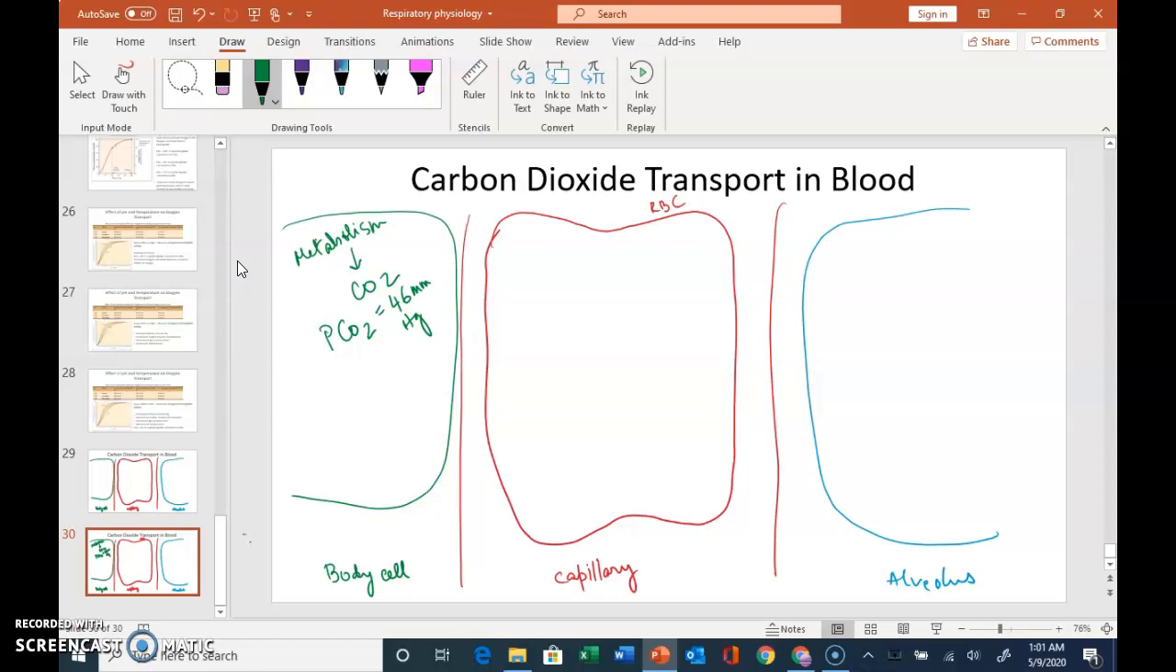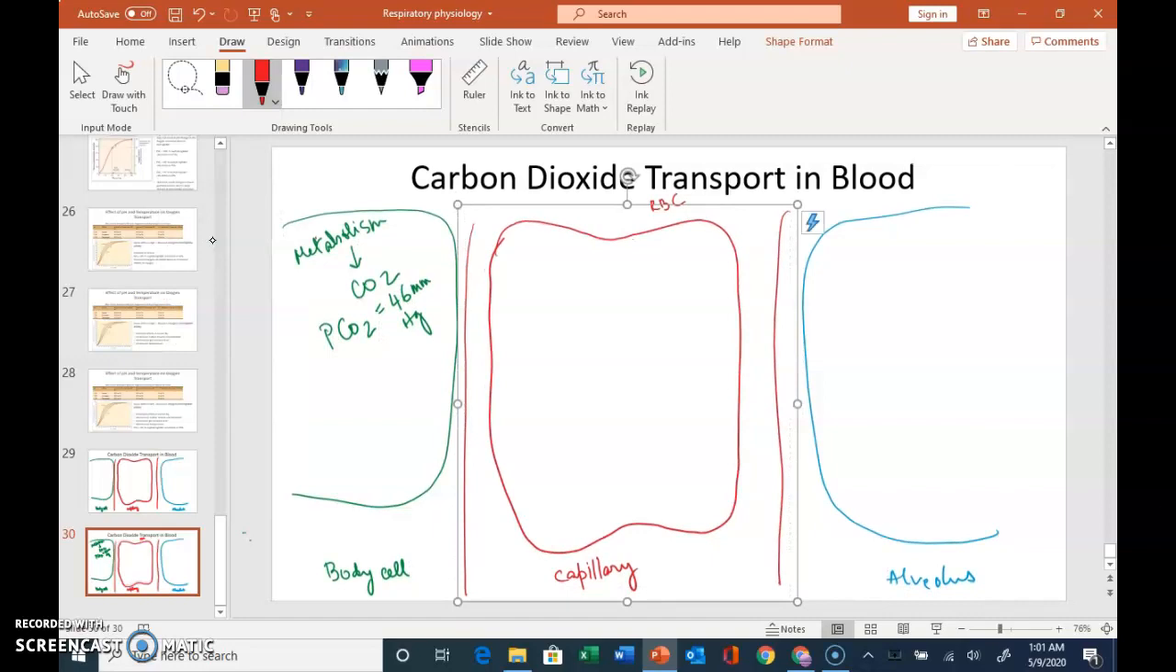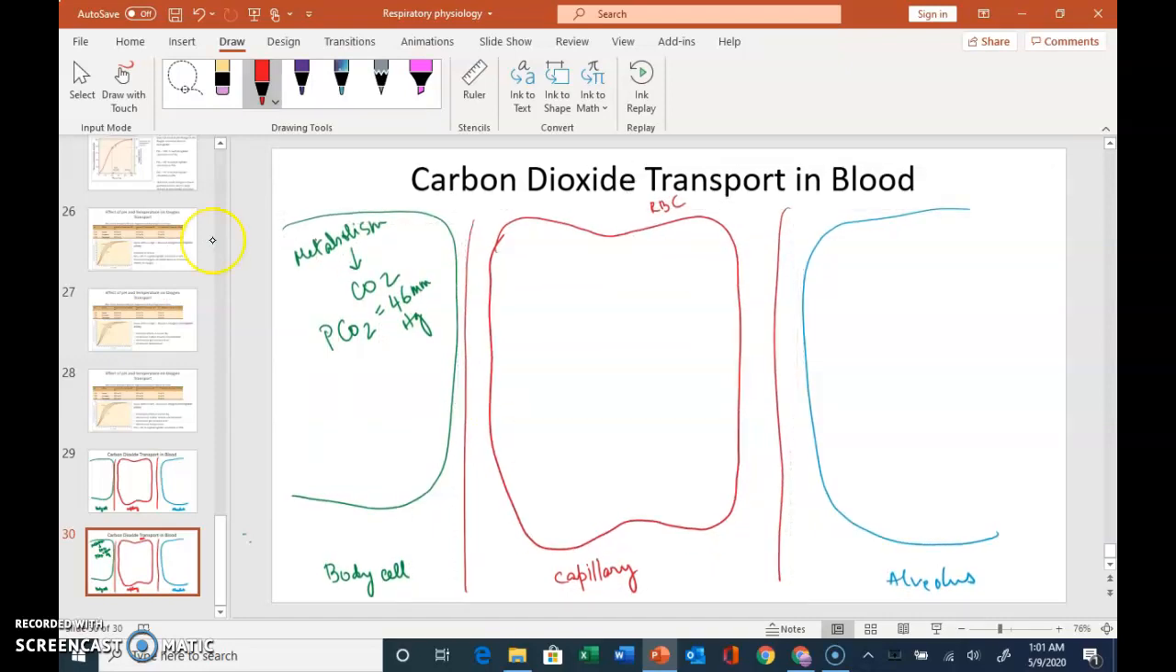Okay. And then in the capillary, the partial pressure of CO2 is 40 millimeter of mercury. So we do see there is a pressure difference, right? 46 millimeter of mercury in the body cell and 40 millimeter of mercury in the capillary. Therefore, you tell me, which way will carbon dioxide move? Carbon dioxide will move from the cell into the plasma first.